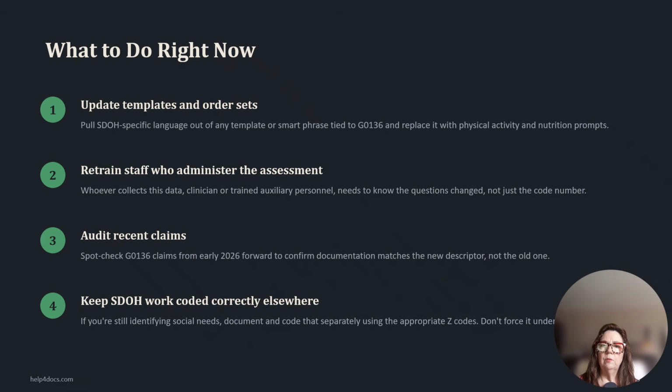So third thing would be to go back and spot check your G0136 claims from this year and forward and make sure that the documentation actually matches the new descriptor. And then the fourth thing I would recommend is if you're still doing valuable SDOH work with your patients, don't stop, keep doing it. Just code it correctly with the appropriate Z codes instead of folding it into your G0136.